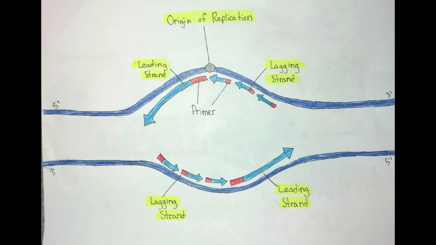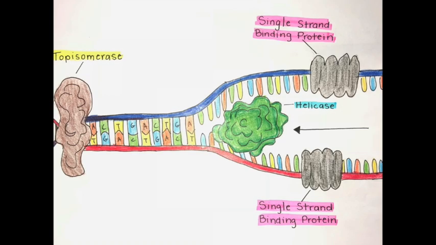Before DNA replication occurs, a large protein complex binds with a part of the DNA molecule. Where this protein complex binds is known as the origin of replication. The next step in DNA replication is to separate the 2 strands.